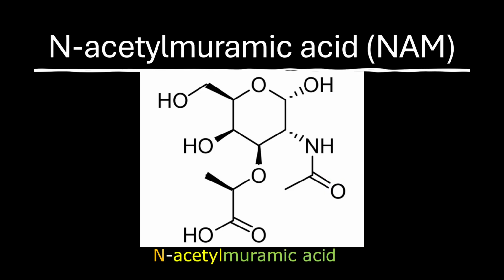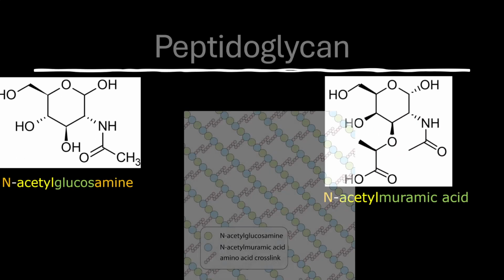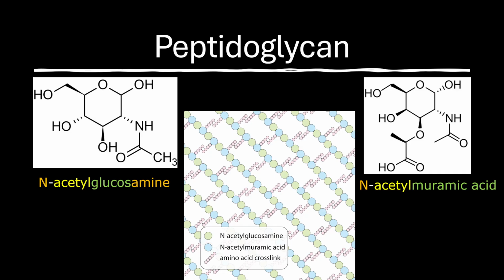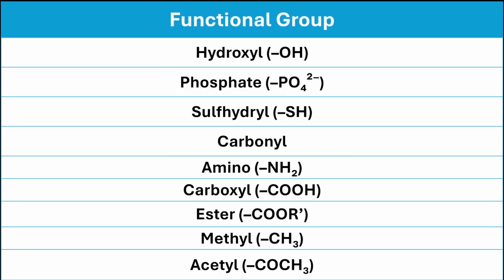The N-acetyl part of N-acetylmuramic acid is the same, an acetyl group attached via an amino group. NAG and NAM are core components of peptidoglycan in the cell walls of most prokaryotes. Hydroxyl, phosphate, sulfhydryl, carbonyl, amino, carboxyl, ester, methyl, acetyl. Spot these in any molecule to predict its behavior.